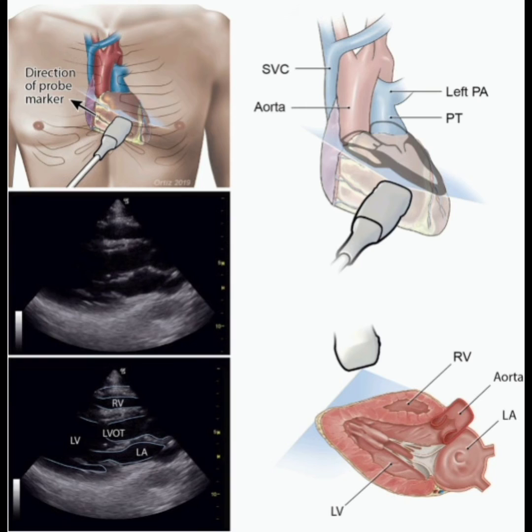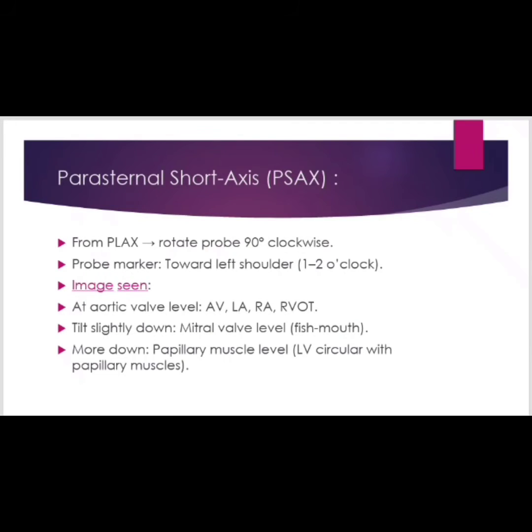This is the PLAX view. See the probe placed on the left parasternal, third or fourth intercostal space. Probe marker directed towards the right shoulder, around 10 o'clock position. From PLAX, without moving your hand, rotate the probe 90 degrees clockwise. The marker points towards the left shoulder of the patient, around 1 o'clock position. You will get the aortic level view. In that you can see the aortic valve in center, LA, RA, RVOT, main pulmonary artery and pulmonary artery branches.